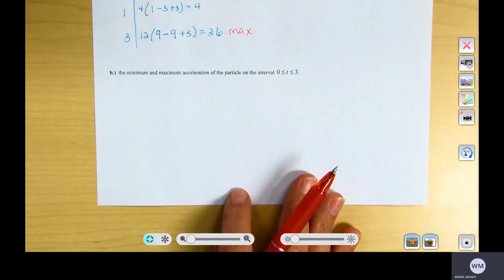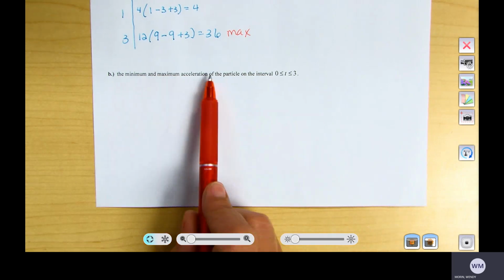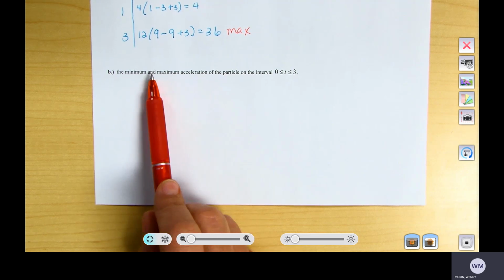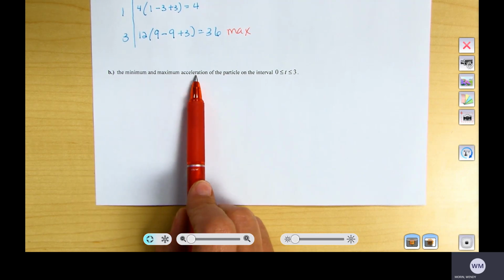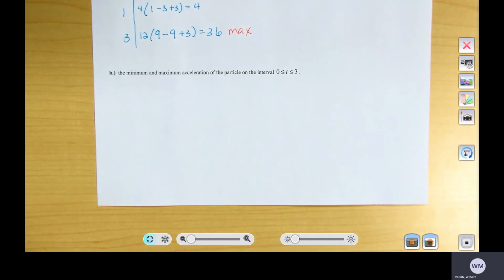So I'm going to give you one more problem to do on your own. Find the minimum and maximum acceleration. If you're trying to optimize acceleration, where do you get the critical values? Where do you get the critical t values? Think about that, and don't be a jerk.